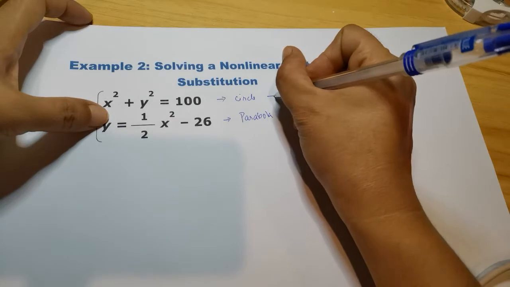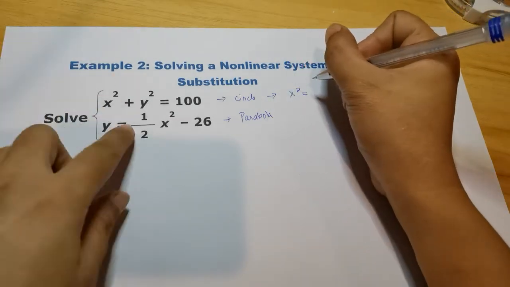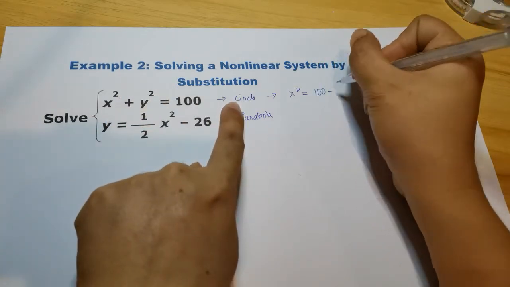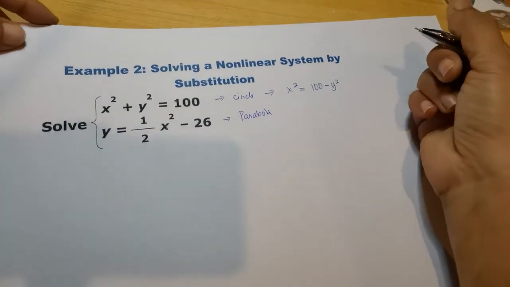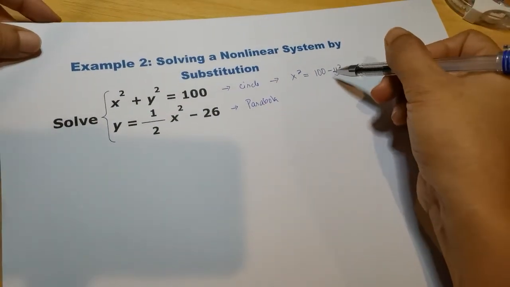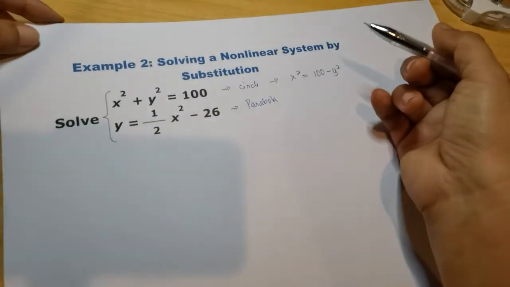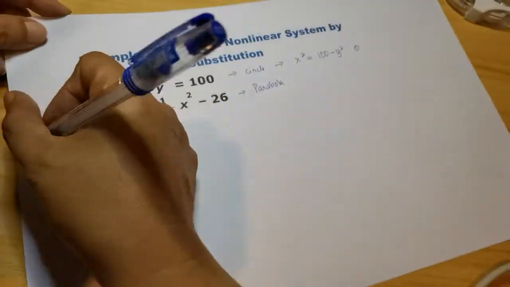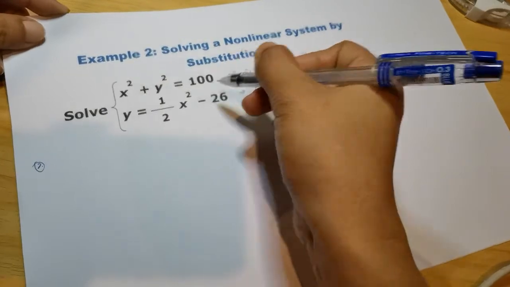Okay? So, i-equate natin yan, magiging x squared equals, itra-transpose natin itong y squared sa kabila. So, 100 minus y squared. Ayan. So, that will be our first step. And then, our second step is to substitute this to the second equation. Okay? So, first step ito. Second step is substitute natin doon sa equation natin na pangalawa.